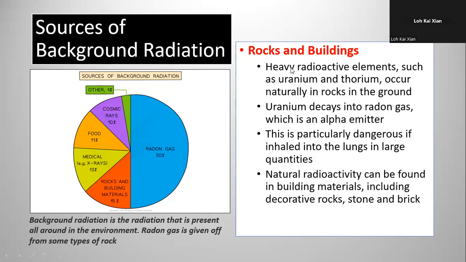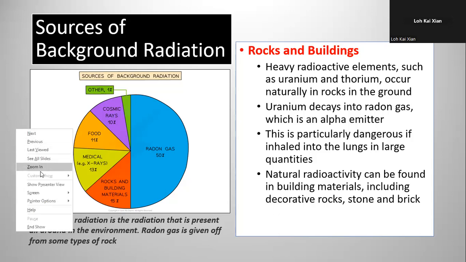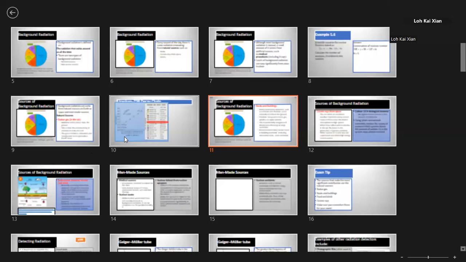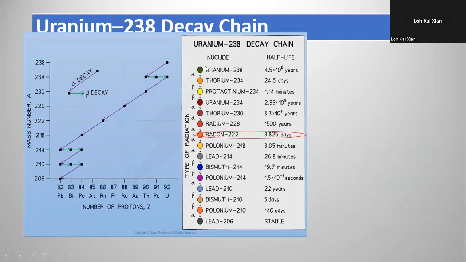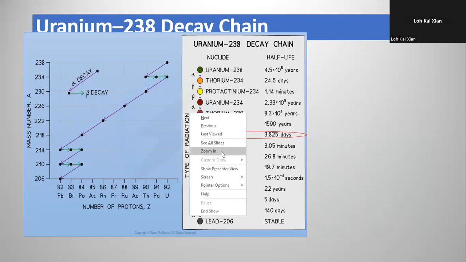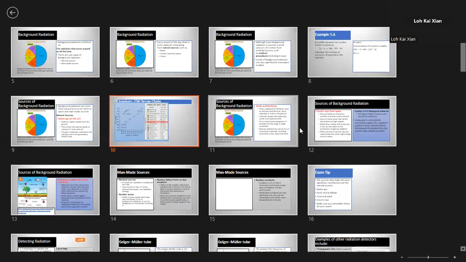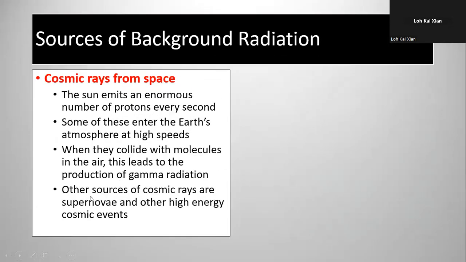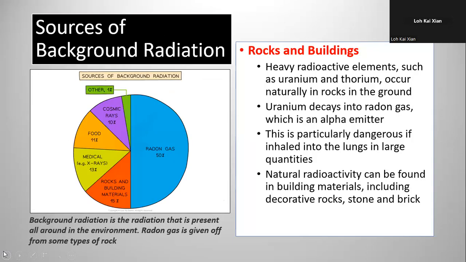Okay, so the second source is rocks and buildings. Heavy radioactive elements such as uranium and thorium. I just refer to the previous slide again. That uranium is radioactive. This is also radioactive. So radiation from rocks and buildings will be due to uranium and thorium.